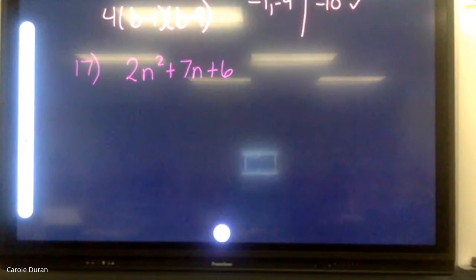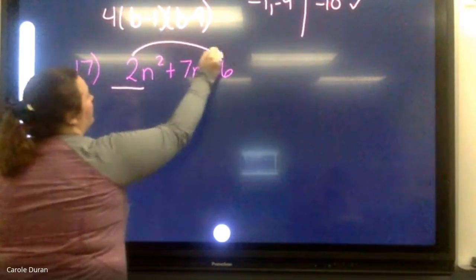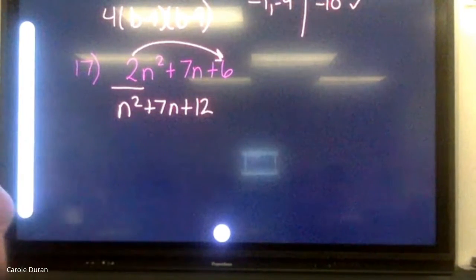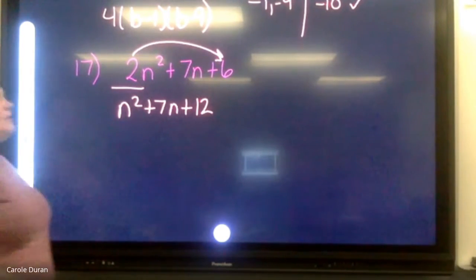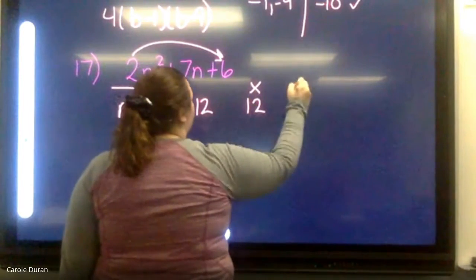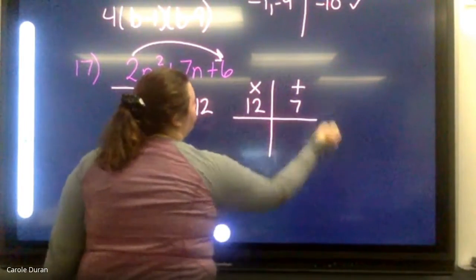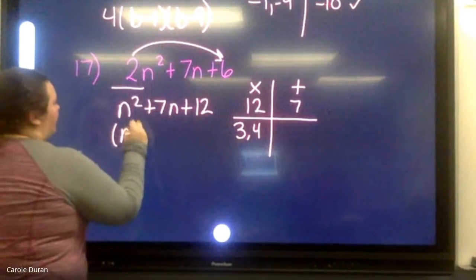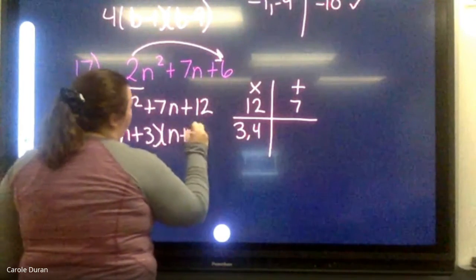First thing I check for is there a common factor I can take out of all 3 terms? No, but there's still a number in front of my squared term. So what do I have to do with that number? Rainbow it into the third number, which means that I'm then going to have n squared plus 7n plus 2 times 6, which is 12. Then I factor it like normal. So I'm looking for two numbers that multiply together to get 12 and add to get 7. 3 and 4. So I write it as factors. I have n plus 3 and n plus 4.